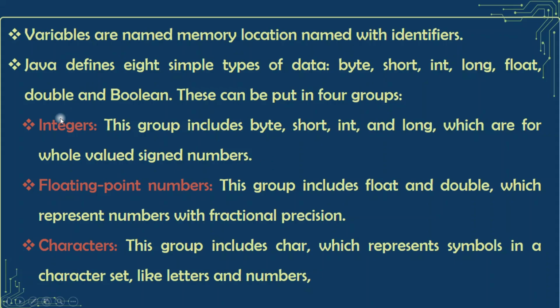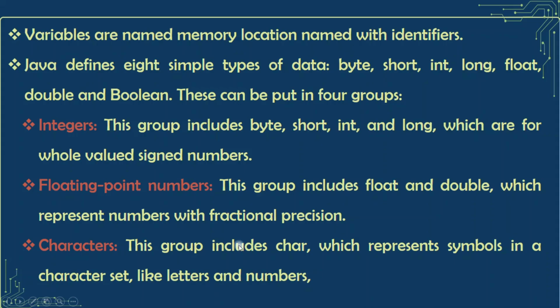So if you have a whole value signed number, we're going to use the integer data type, declared with int. The other group is floating point numbers. This group includes float and double, which represent numbers with fractional precision. So if we are expecting a value with a certain fractional precision, we are advised to use the floating point numbers. So we're going to use the keyword float.